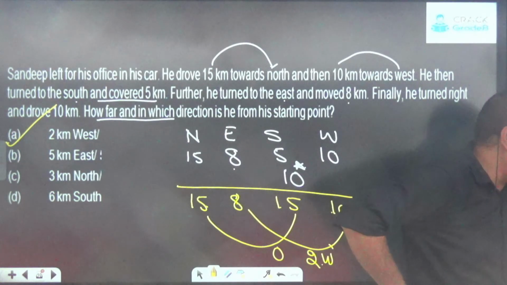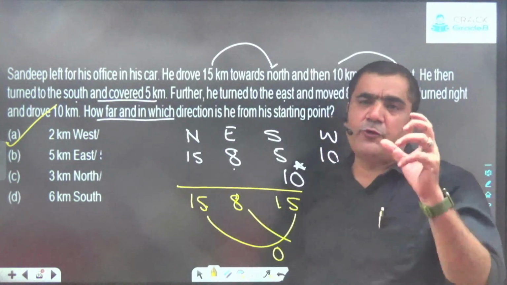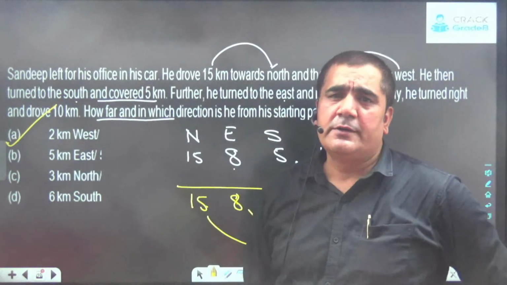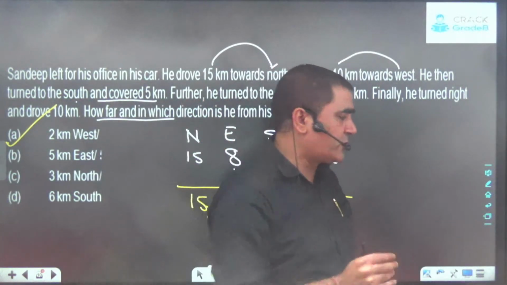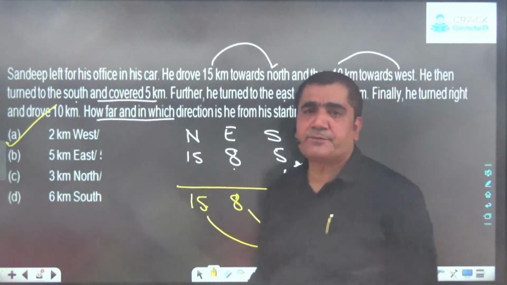Understood? Anyone, any problem? Have you seen this method of solving these sorts of questions before? Because this method is not given in any of the books. If you search any of the books, you will not get this method. Hanji, have you seen this method?